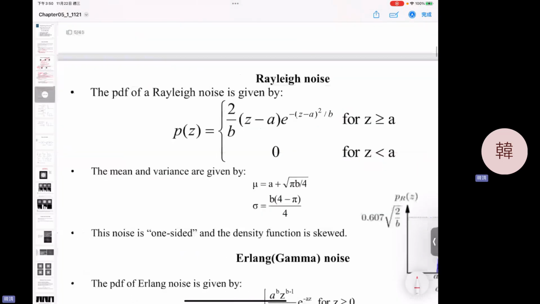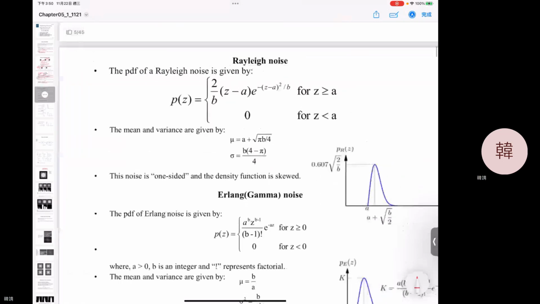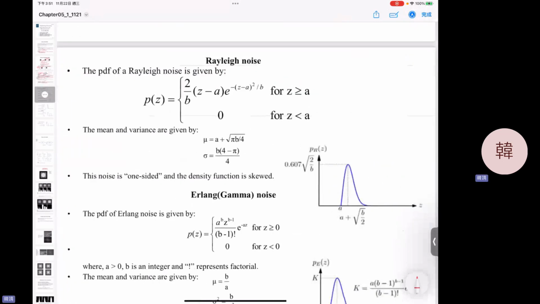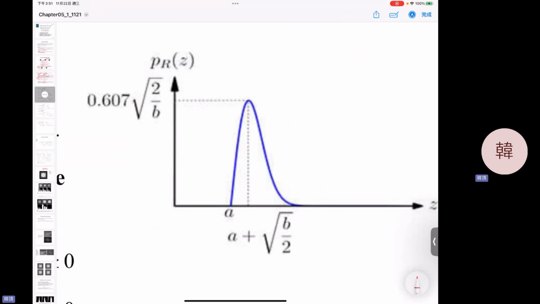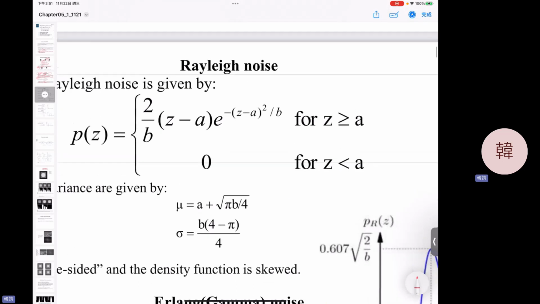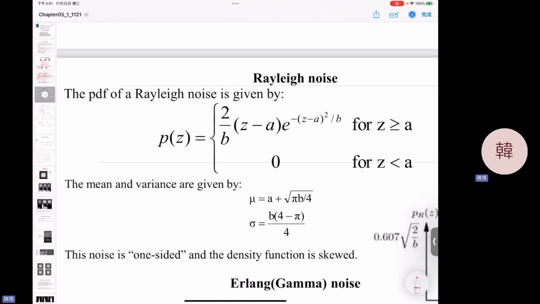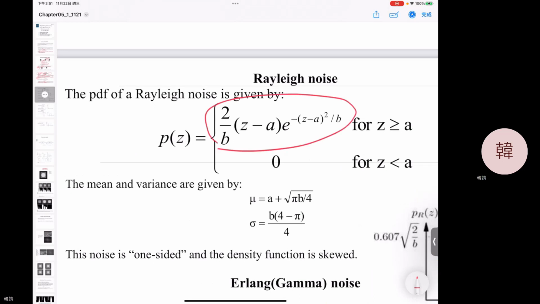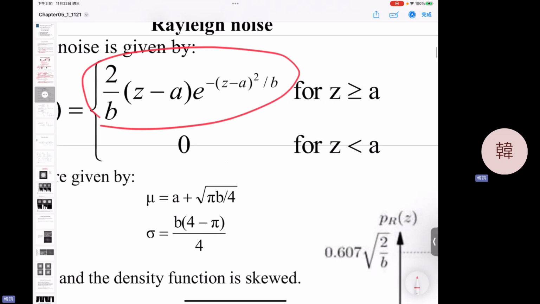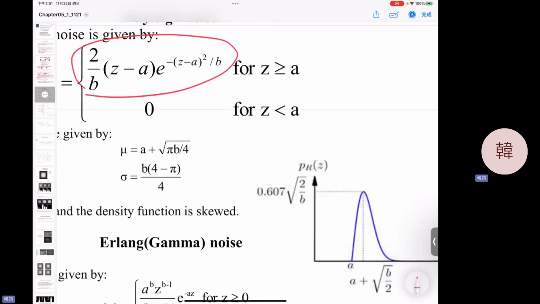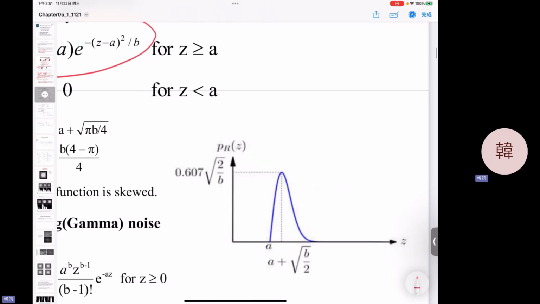So the second model is like this one. If your noise model is not symmetric, it's a little bit biased, and has a shape like this, it's called Rayleigh noise. Rayleigh noise uses this equation to represent it. If you look at the noise model shape, can you expect it's like this one? Let z be the noise variable.